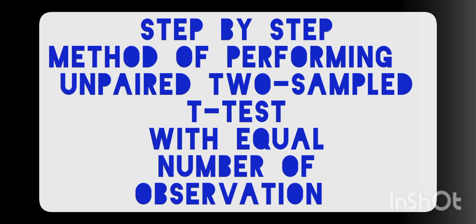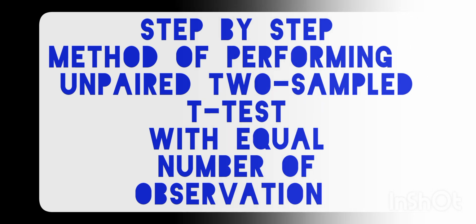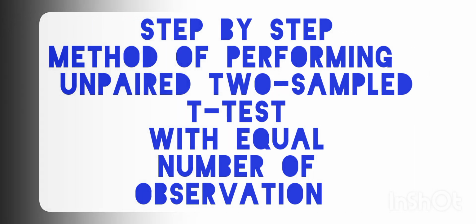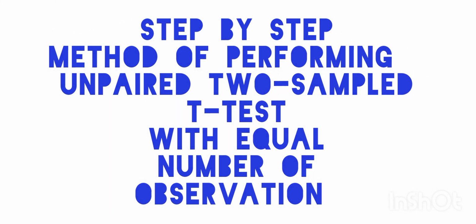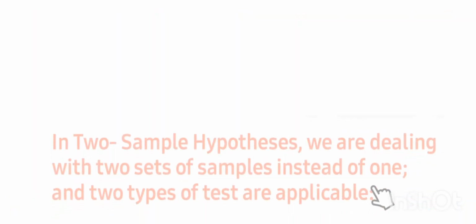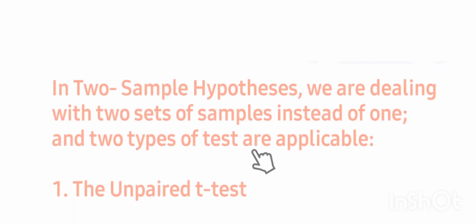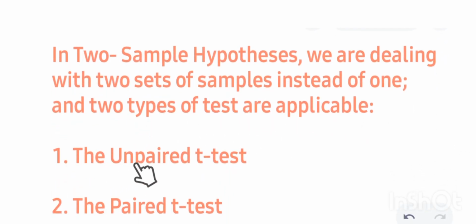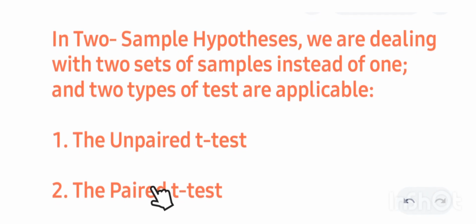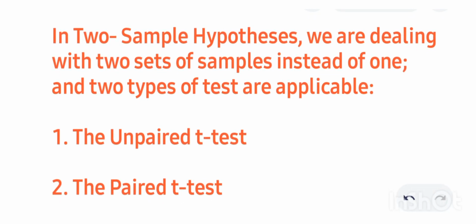This video shows a step-by-step method of performing unpaired two sample t-tests having equal number of observations. In two sample hypotheses, we are dealing with two sets of samples instead of one, and two types of tests are applicable: the unpaired t-test and the paired t-test. For the purpose of this video, we're going to concentrate on the unpaired t-test.